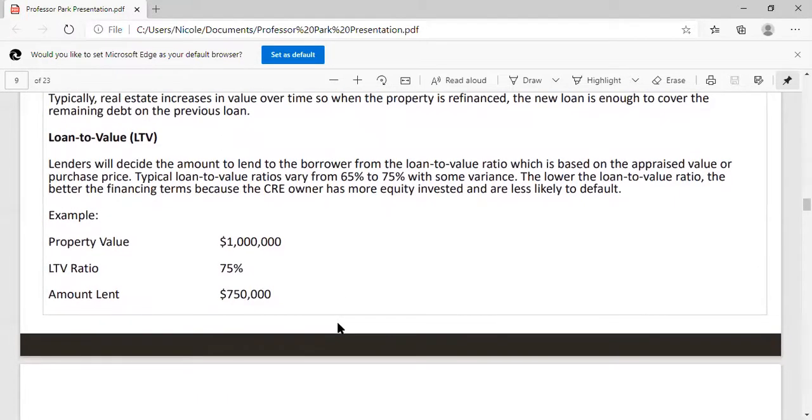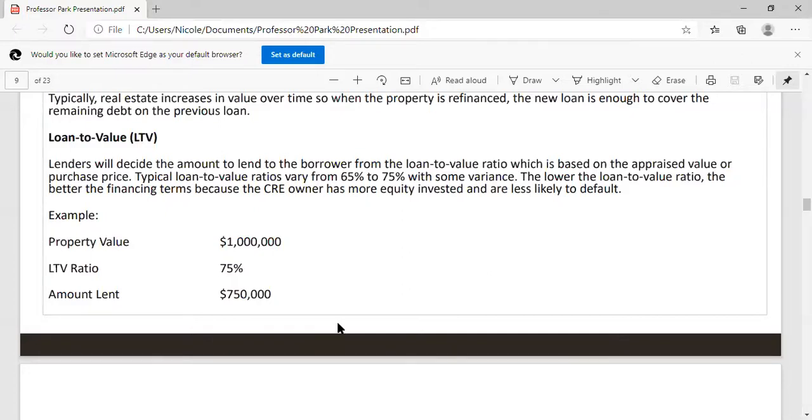So the loan to value ratio is how most lenders decide how much to lend to you, and it can vary from 65 to 75%, depending on the riskiness of the property. Say it's an office building that has really strong tenants with a really long operating timeline. They've been around forever, and the building's leased up to maybe 95%. You could probably get 75%, if not higher, loan to value. That means you would only have to put down 25% in equity.